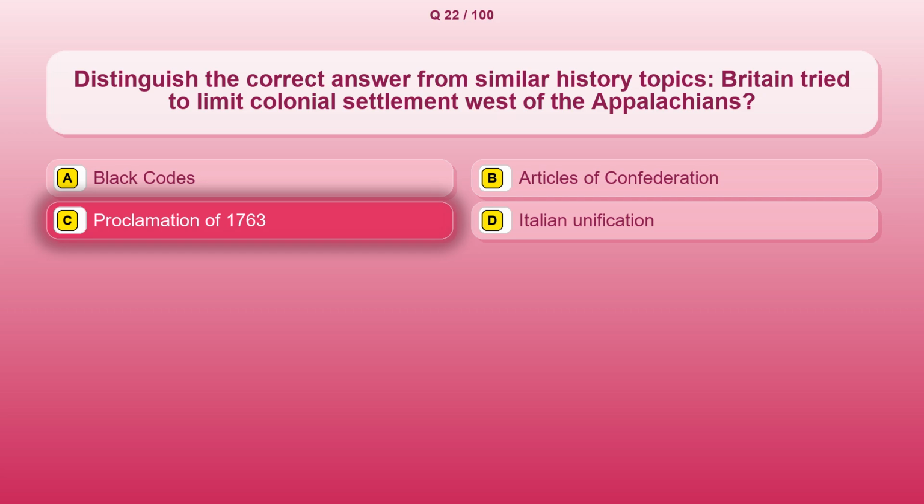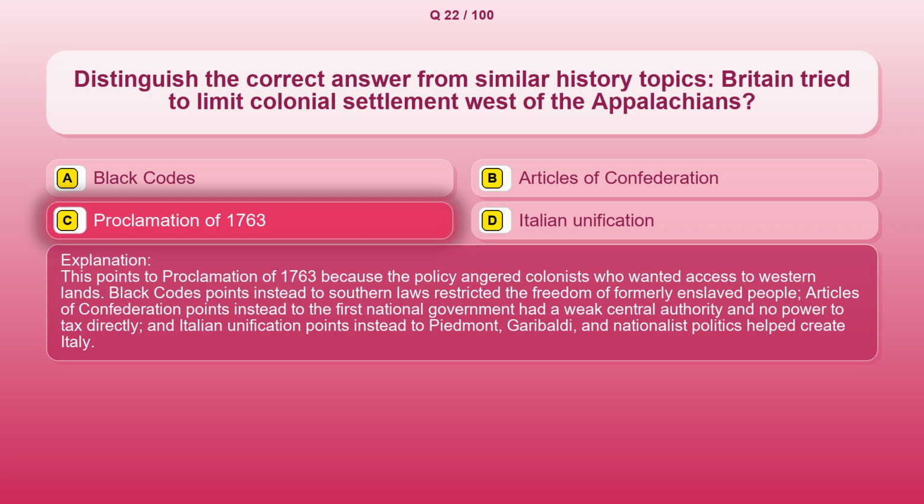The correct answer is option C, Proclamation of 1763. This points to Proclamation of 1763 because the policy angered colonists who wanted access to Western lands. Black Codes points instead to Southern laws that restricted the freedom of formerly enslaved people. Articles of Confederation points instead to the first national government, which had a weak central authority and no power to tax directly, and Italian unification points instead to Piedmont, Garibaldi, and nationalist politics that helped create Italy.